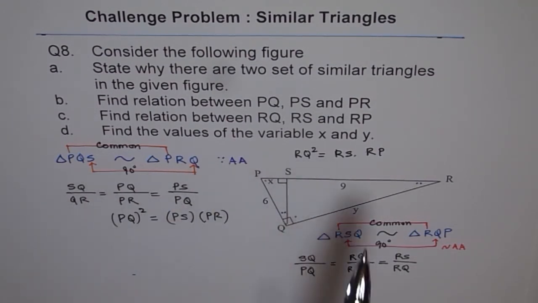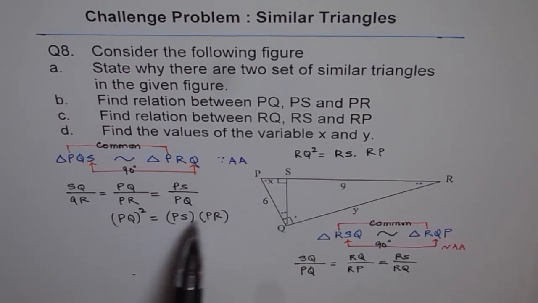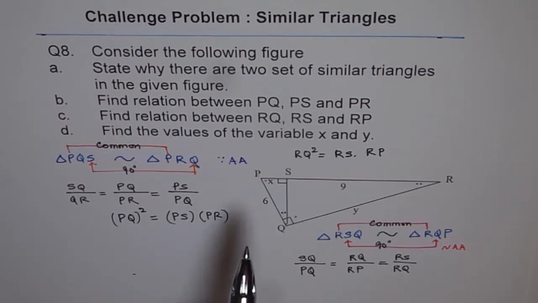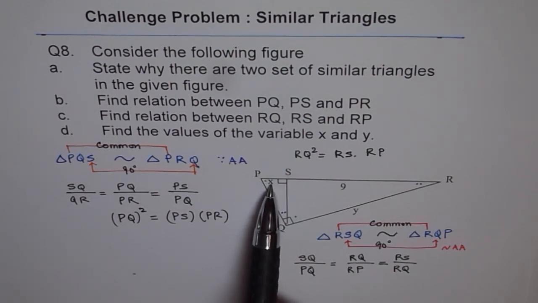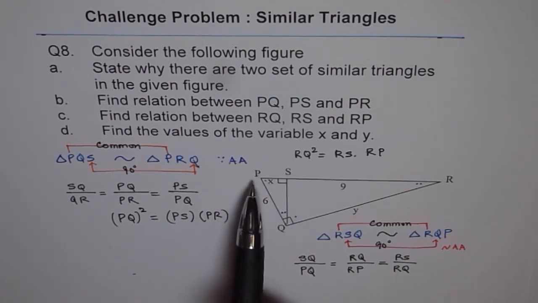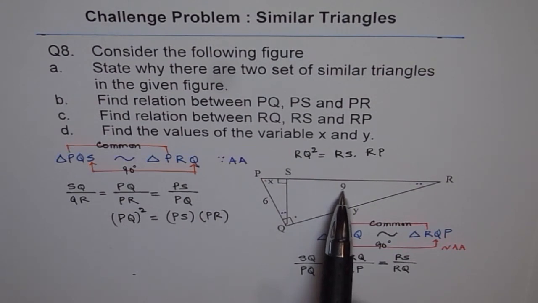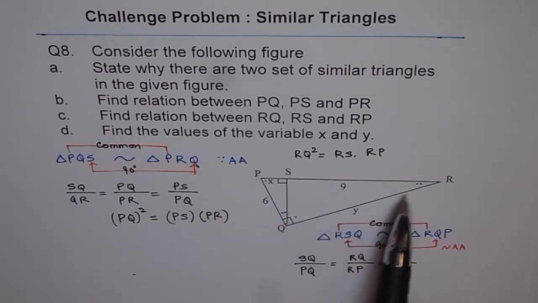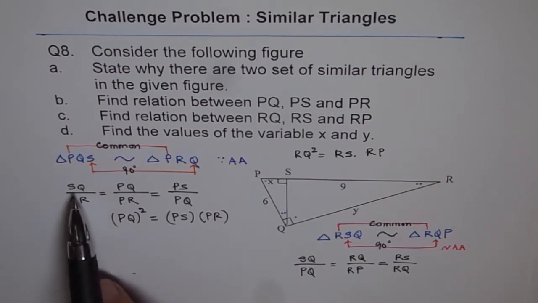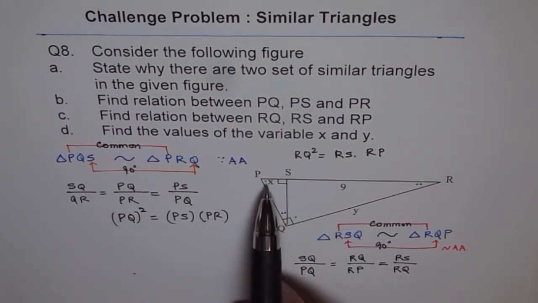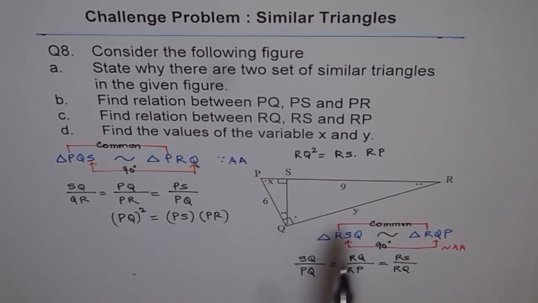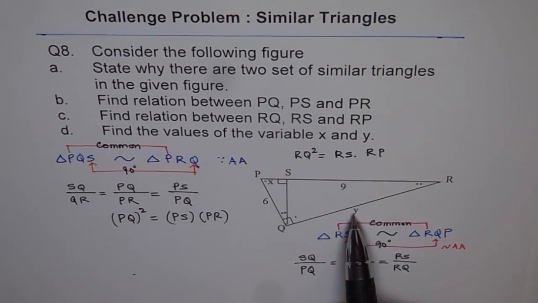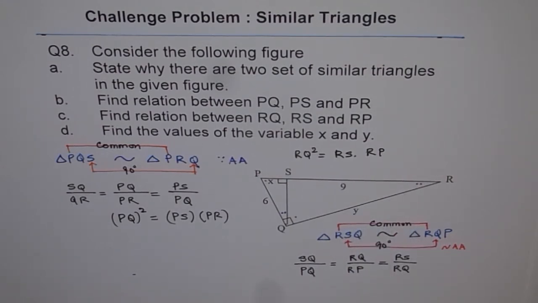Now the last part is finding the variables x and y. So you can use these relations. PQ we know is 6, right? And PS is not known to us, which is x, and PR is x plus 9, right? So we can use this and find the value of x, correct? Or even otherwise, you can use one of these ratios and find the value of x. Similarly, you can use one of these ratios and find the value of y, correct? So I'll leave that part to you.